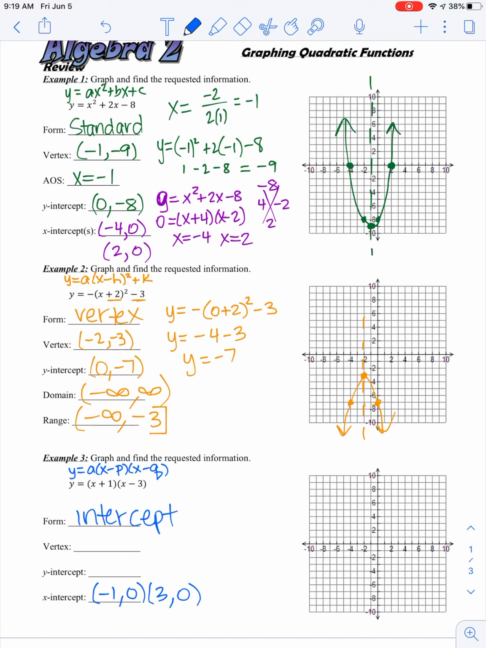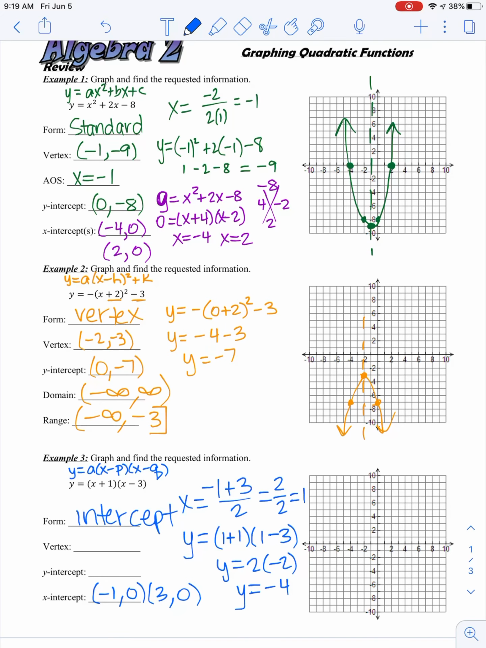For the vertex, we can take those intercepts, negative 1 and 3, add them and divide by 2, and 2 divided by 2 is a 1. So the x-coordinate of the vertex is at 1. To get the y-coordinate, I can plug a 1 in for x. So I have 1 plus 1 times 1 minus 3. And that is 2 times negative 2, which is negative 4. So the vertex is 1, negative 4.